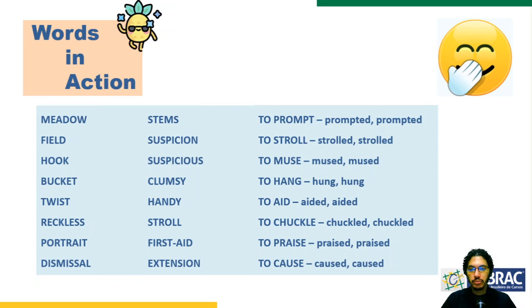Next one? To hang. To hang in the past. Hung. Hung in the participle. Hung as well. Next one. To aid. To aid in the past. Aided. Aided in the participle. Aided as well. Next one. To chuckle. To chuckle, like that guy up there, he is chuckling. That's what chuckling is. Very good. In the past. Chuckled. In the participle. Chuckled as well.